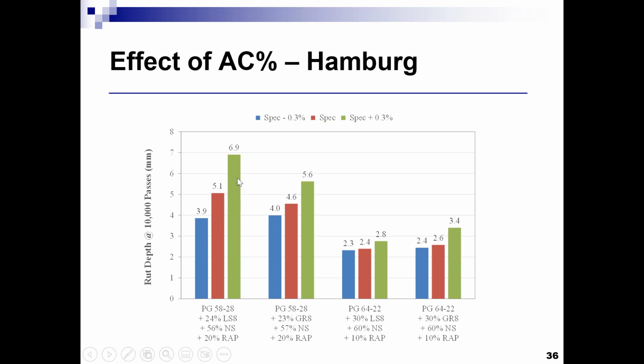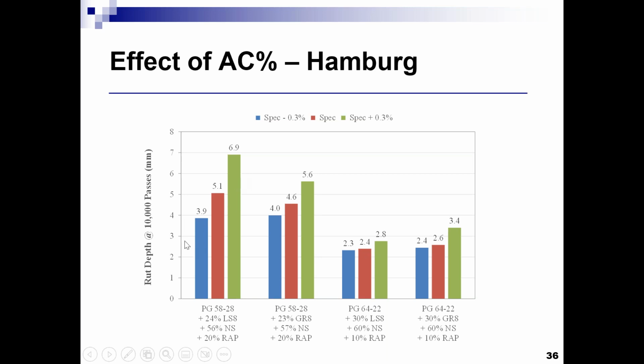It's always good to look at the effect of the binder content on the performance by increasing or decreasing the asphalt binder content. And that's really the main idea behind the balanced mix design. Try to increase and decrease the asphalt binder content, look at the effect on rutting, look at the effect on cracking, and see where that sweet spot is for both rutting and fatigue cracking.